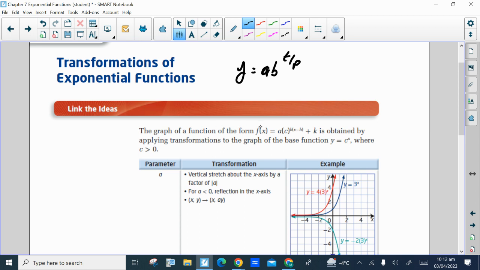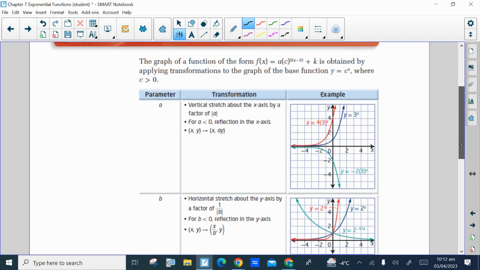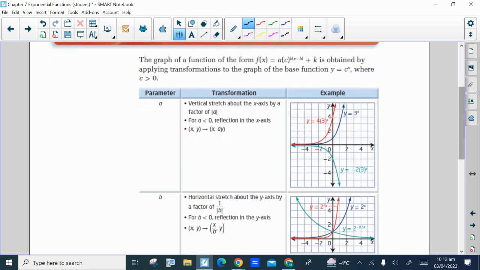So you can see here the graph of the form f of x equals a times c to the power b bracket x minus h plus k is obtained by applying transformations to the graph of the base function y equals c to the x, where c is greater than 0. So we saw two different types on Friday. Where c was greater than 1, we had an increasing function. When c is less than 1, we had a decreasing function.